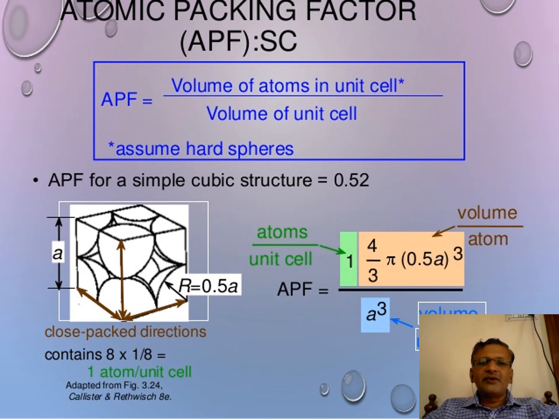And the number of atoms per unit cell in case of simple cubic we have discussed in my previous class. Same thing: the 8 atoms are arranged at the 8 corners, therefore number of corners is 8, therefore 8 into 1 by 8, number of atoms per unit cell is 1.